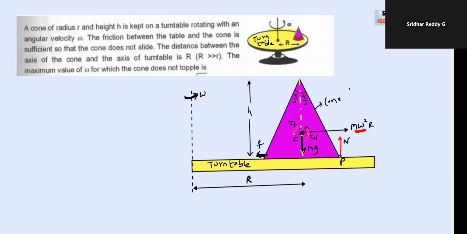that the normal contact will shift. If the normal contact doesn't shift, we'll assume that it acts here only. Then it will balance the torque due to friction. Therefore, for that purpose, the normal reaction will shift.